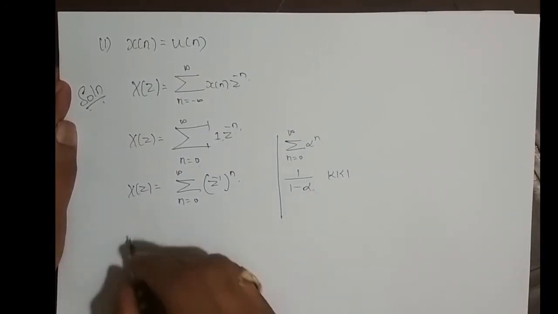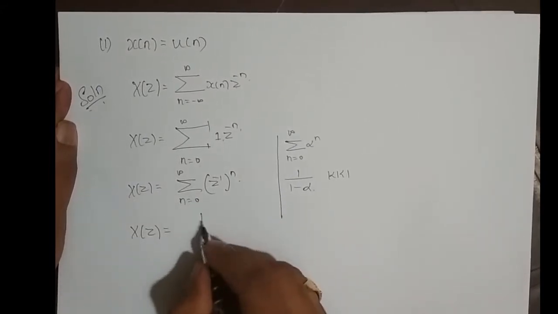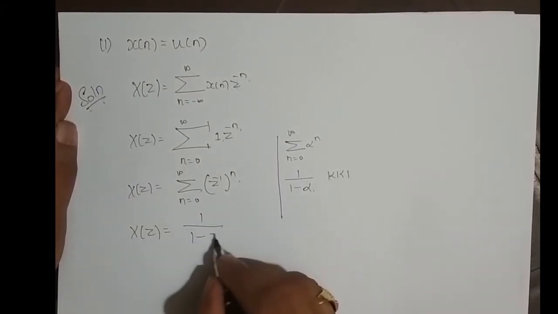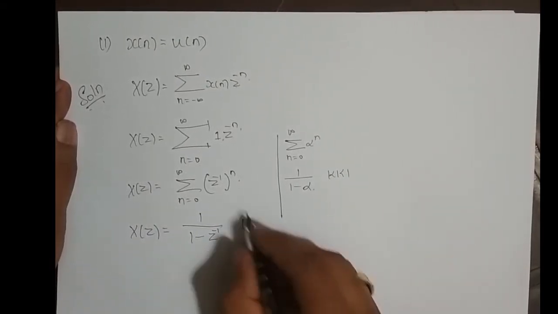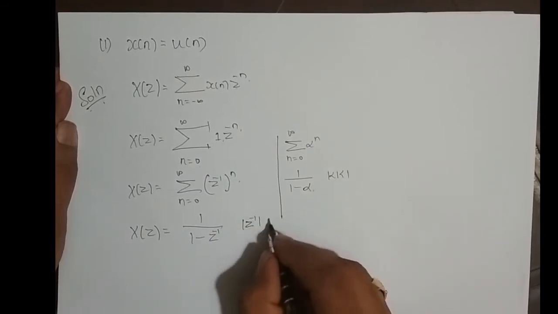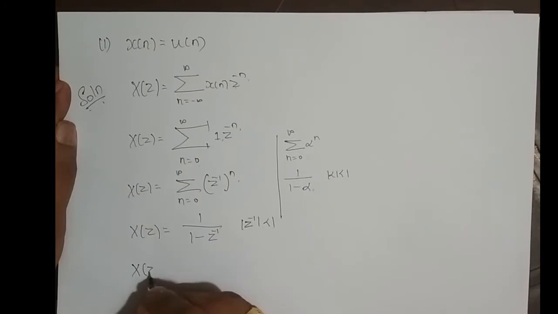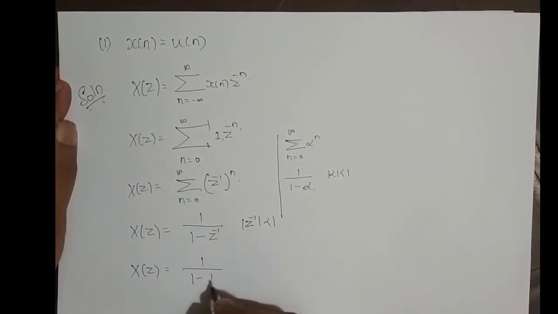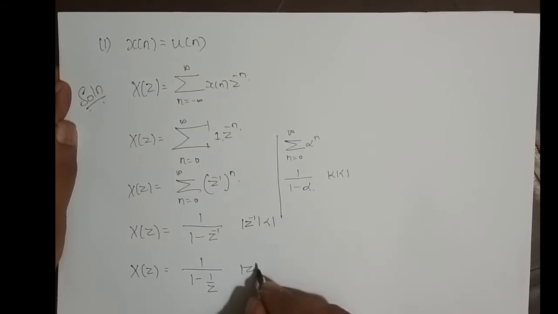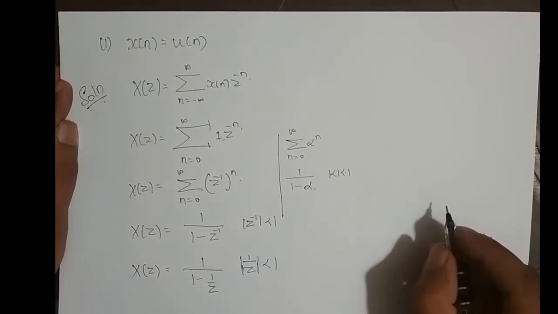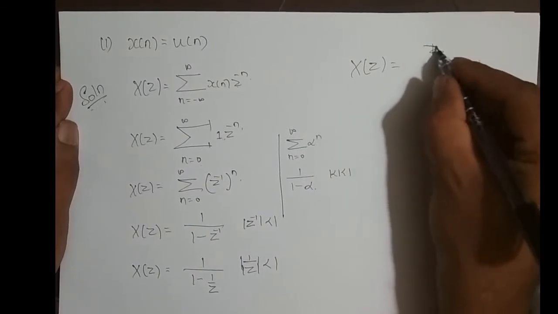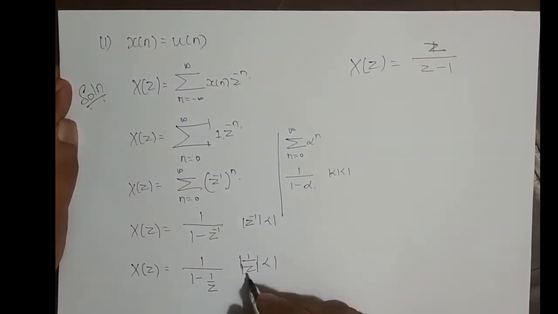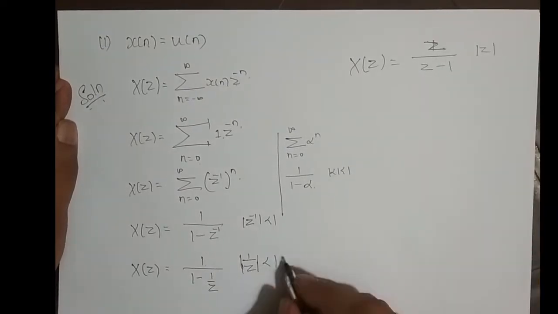Okay, now if I apply this result here, x of z is equal to what? 1 divided by 1 minus alpha, and what is the value of alpha? Alpha is z power minus 1, and provided magnitude of alpha should be less than 1. So I can write it as x of z is equal to 1 divided by 1 minus 1 by z, magnitude of 1 by z is less than 1, or x of z is equal to, if I simplify this, z divided by z minus 1, and if I take this z to the other side, magnitude of z is greater than 1.